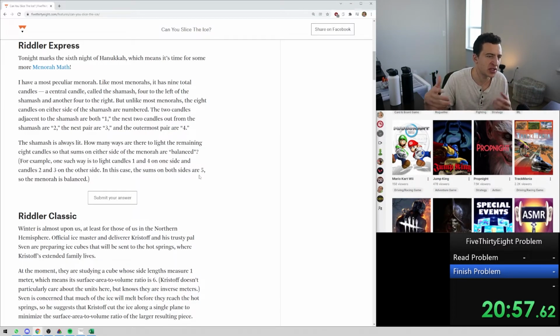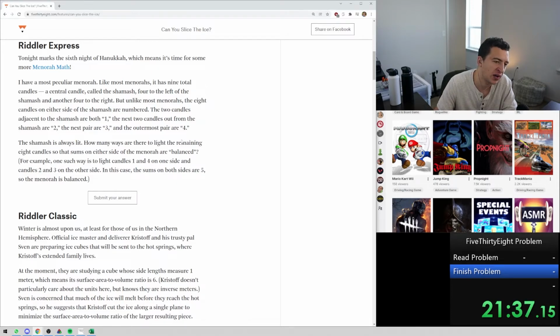Okay. So tonight marks the 6th night of Hanukkah, which means it's time for some more menorah math. I have a most peculiar menorah. Like most menorahs, it has 9 total candles, a central candle called a shamash, 4 to the left of the shamash and another 4 to the right. But unlike most menorahs, the 8 candles on either side of the shamash are numbered. The 2 candles adjacent to the shamash are both 1, and the 2 candles out from the shamash are 2, the next pair are 3, and the outermost are 4. The shamash is always lit. How many ways are there to light the remaining 8 candles so that the sums on either side of the menorah are balanced? How many other ways are there to light them?